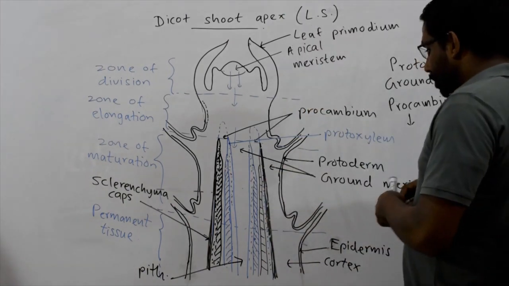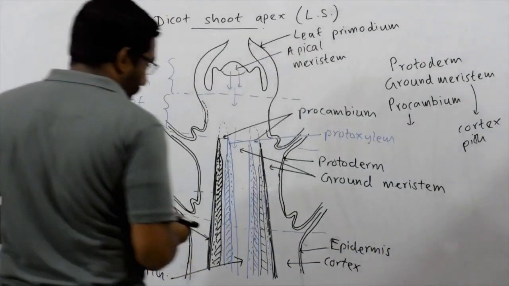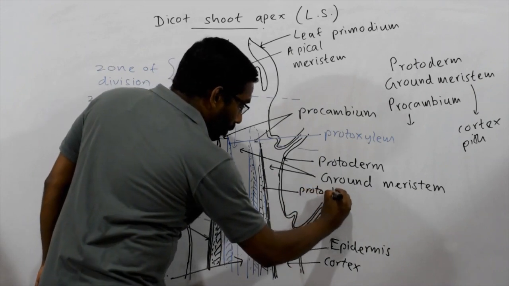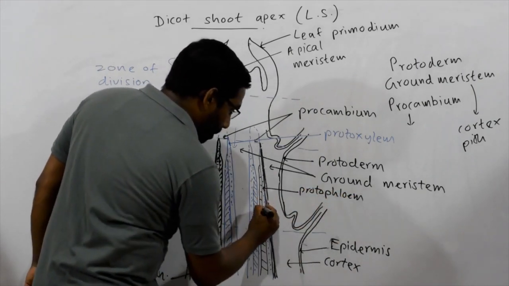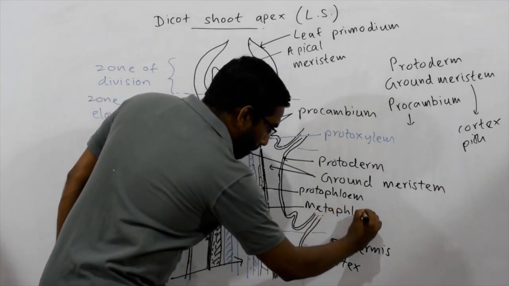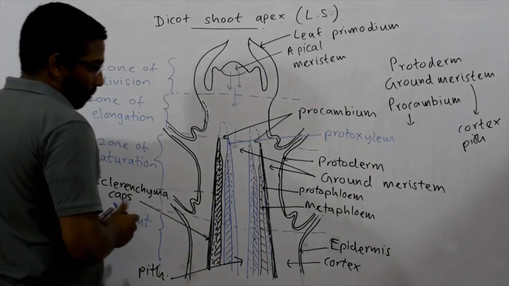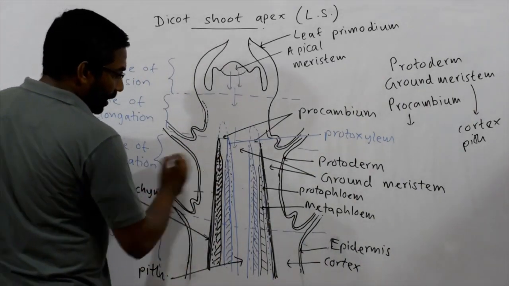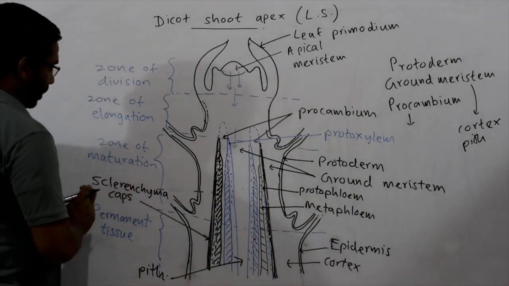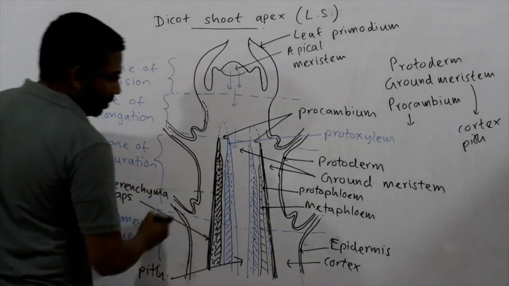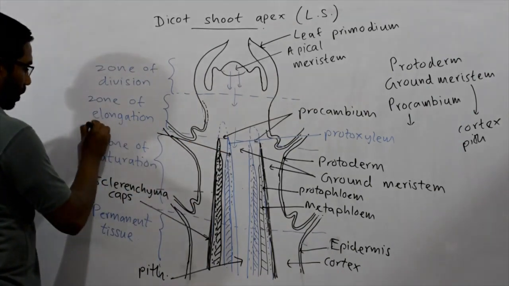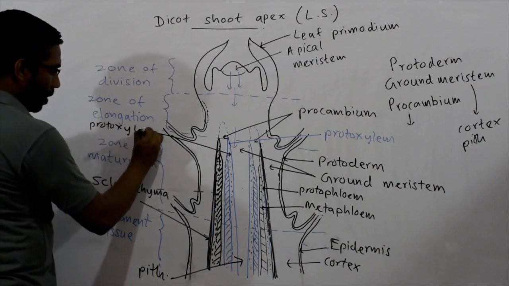Okay, then we can label here. So this is the outer, it has protophloem. Inner to that, it has metaphloem. Okay, likewise, here this region should be the protoxylem. Here I will label it like this. So this is protoxylem on the medial side.